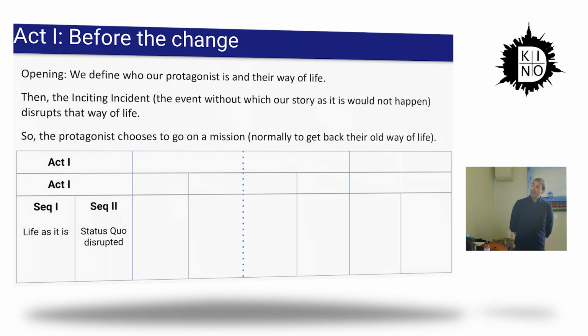So Act 1 is before the change. So we have an opening. We define who our protagonist is and their way of life. And then we have our inciting incident. So the inciting incident is the event without which our story as it is would not happen. And this disrupts that way of life. So for example, if you want to watch Jaws or something like that, right? Brody is the police chief in Amityville. Is it Amityville he's on? Amity Island. Thank you.